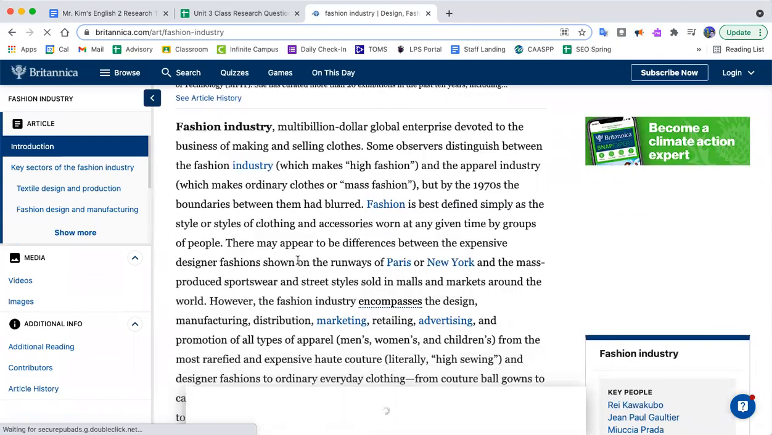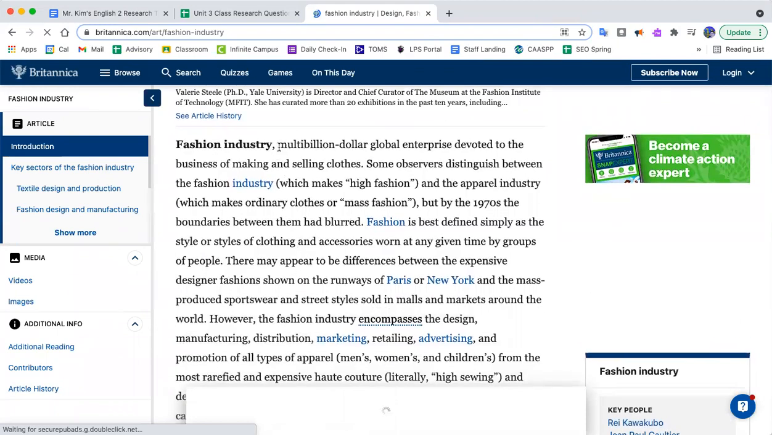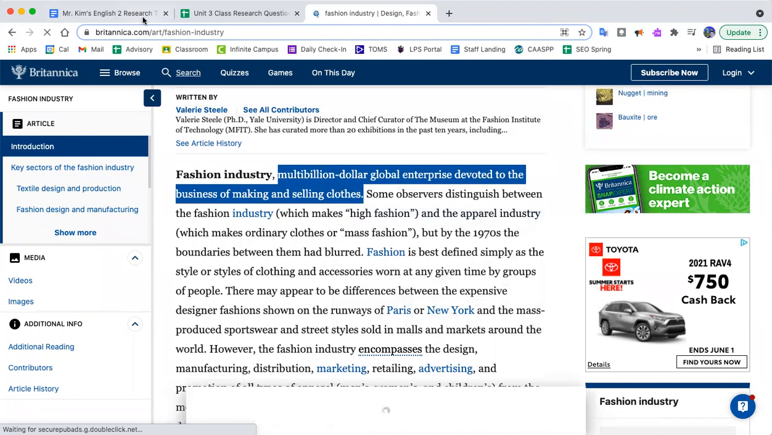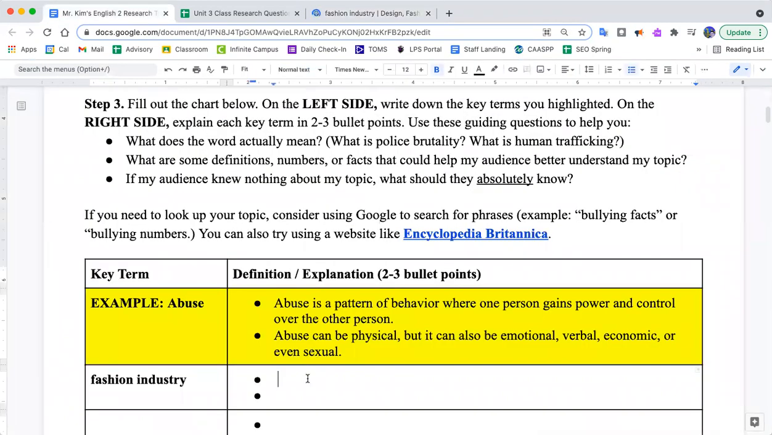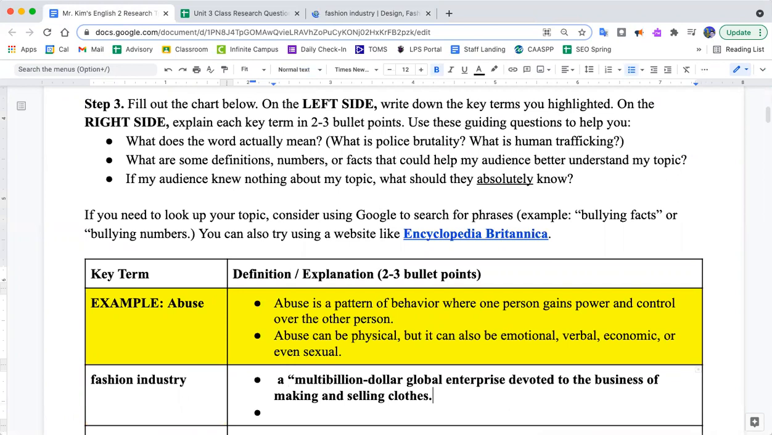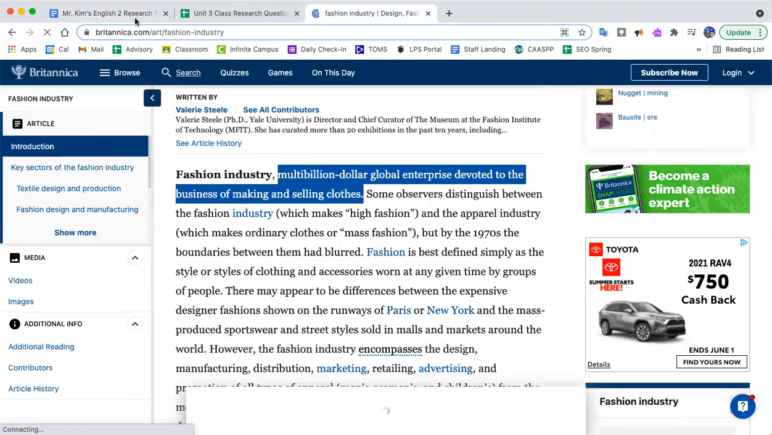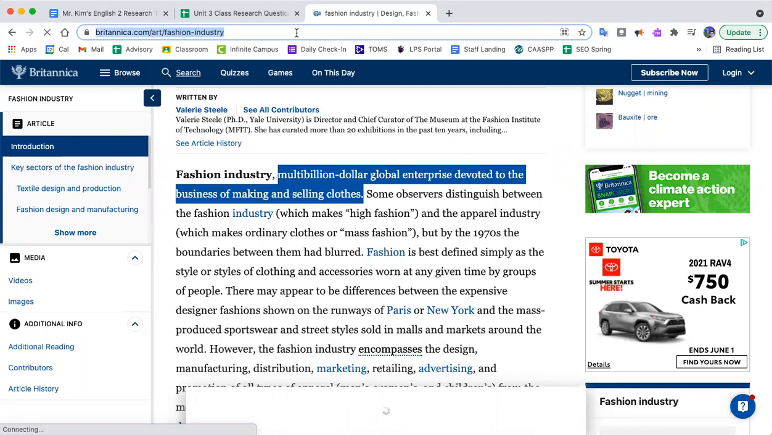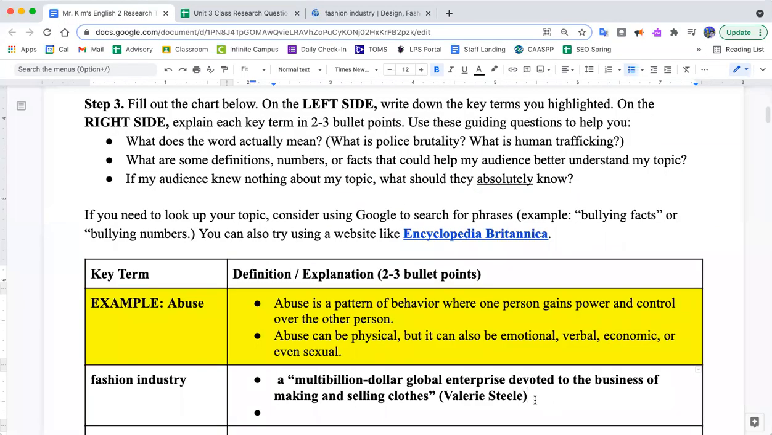The fashion industry is a multi-billion-dollar global enterprise devoted to the business of making and selling clothes. That is a good quote as a definition. So I'm going to copy that in right over here. And this comes from Valerie Steele. So I'm going to put her name there. I might even just put the link to that, just so I can make sure I am properly citing my sources later.